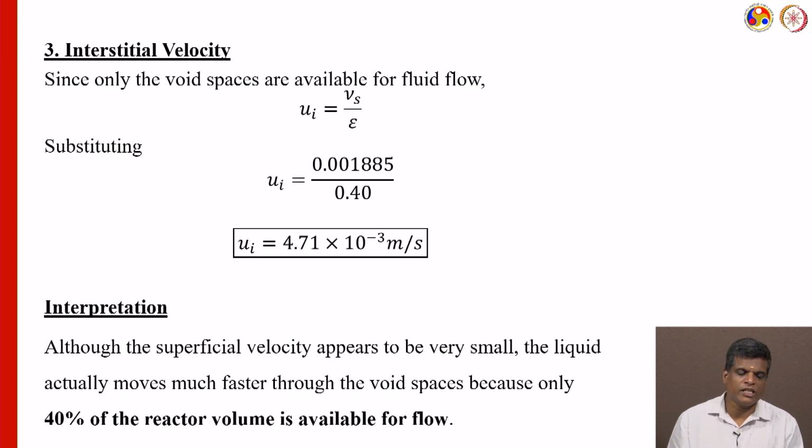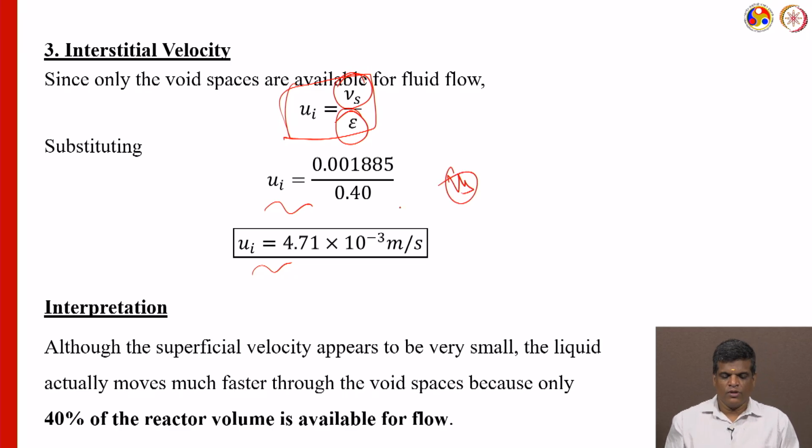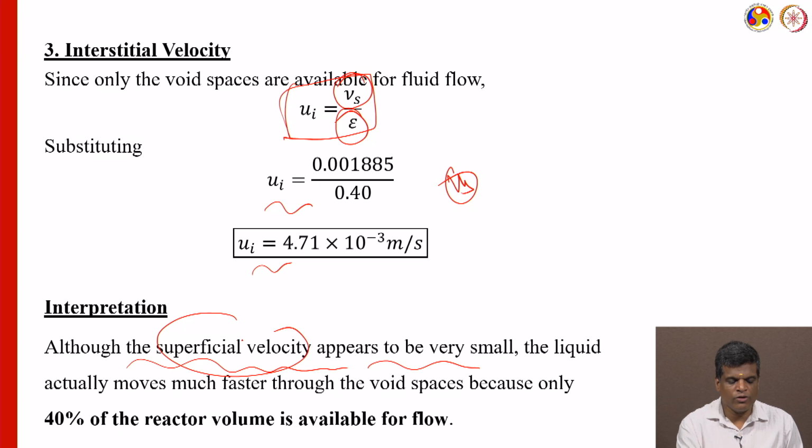Then the interstitial velocity, that is Ui equals Us by epsilon. The superficial velocity we calculated already, epsilon we know, then we calculate the Ui value, which is always greater than Us. So that is the interstitial velocity. Although the superficial velocity appears very small, the liquid actually moves much faster through the void space, because only 40% of the reactor volume is available for flow.